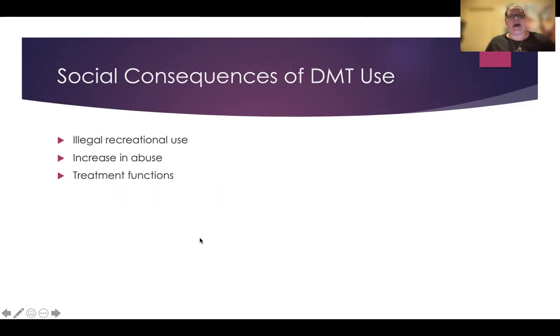So next we have social consequences related to the use and abuse of DMT. One of the primary social consequences associated with the use of DMT is that it is now widely available, although illegally, for recreational use where it is used in an unsafe manner that can result in injury or death.